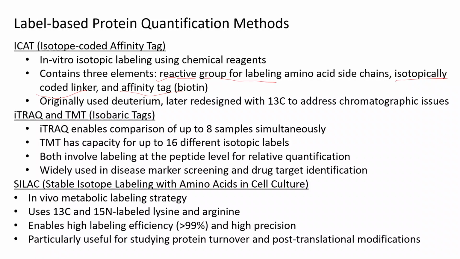Then you have SILAC, which is stable isotope labeling with amino acids in cell culture. This is an in vivo metabolic labeling strategy which uses 13C and 15N labeled lysine and arginine. This enables very high labeling efficiency, up to 99%, and high precision. This is particularly useful for studying protein turnover and post-translational modifications.